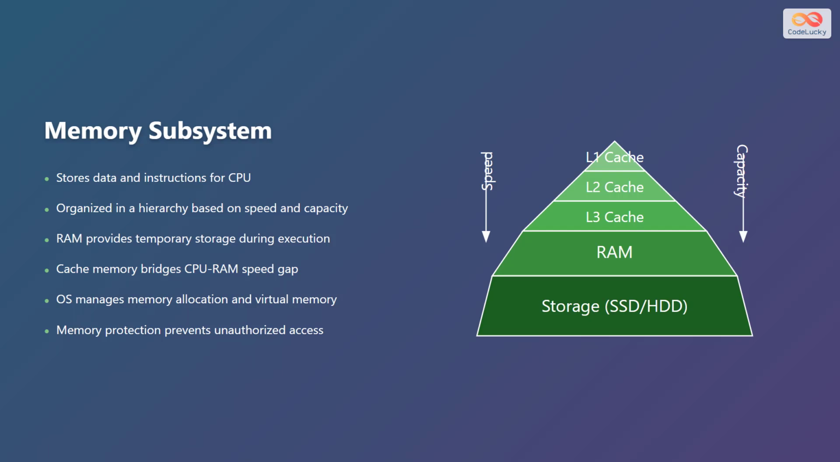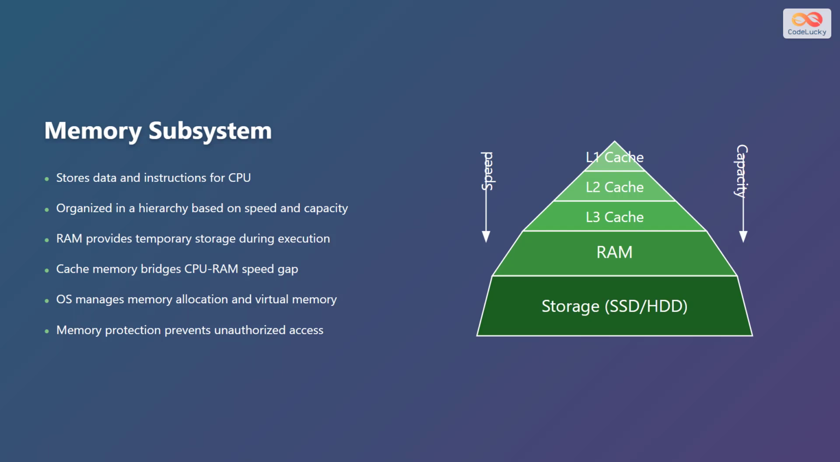Next, we have the memory subsystem, which is responsible for storing data and instructions that the CPU needs to access. Memory is organized in a hierarchy based on speed and capacity. At the top of the hierarchy, we have random access memory or RAM, which provides temporary storage for data and instructions that are currently being used by the CPU. RAM is fast, but it's also volatile, meaning that it loses its data when the power is turned off.